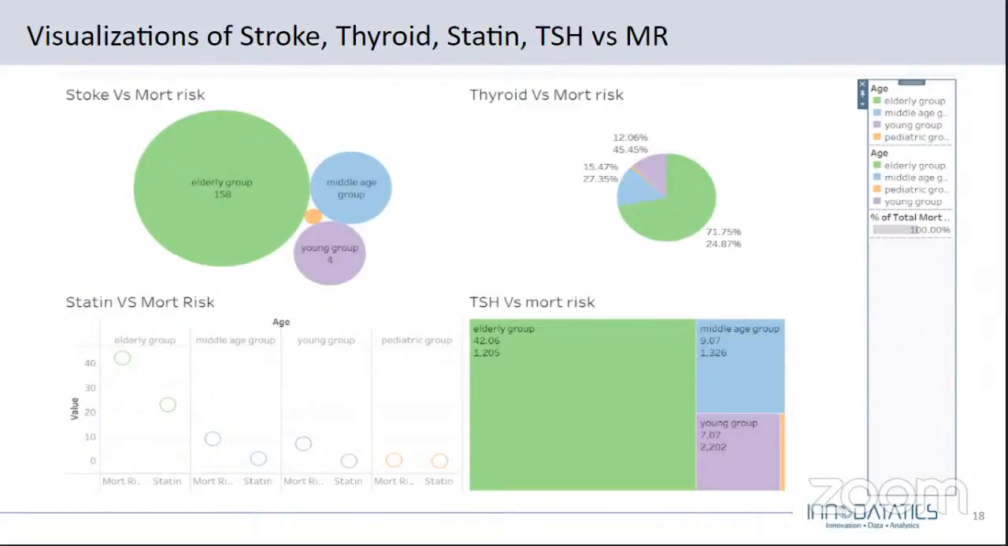Coming to stroke, thyroid, statin, TSH with respect to the mortality risk. Here, most of the persons who have strokes are in the elderly group, which is affected more. Coming to thyroid, this is the basic that we have here. Most of the elderly group are also affected highly. Coming to statin and TSH, you can clearly see that the elderly group are affected more. Next slide, please.